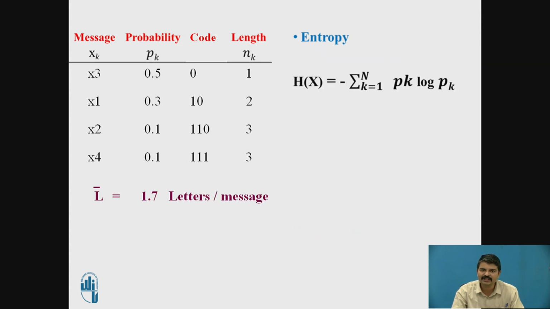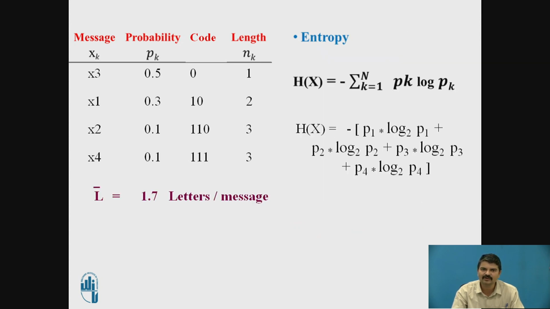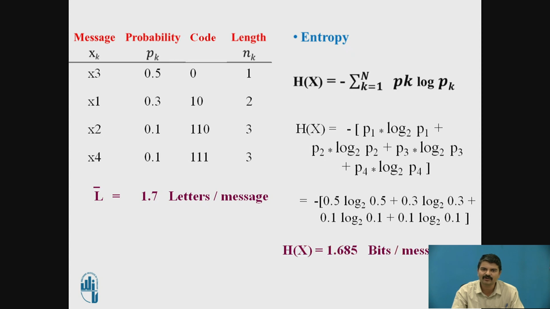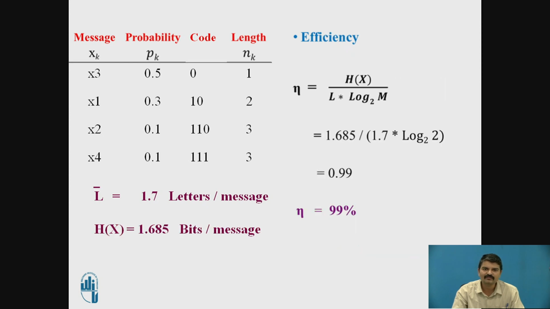Now the same for the entropy. After doing all the calculations, I get the entropy as 1.685 bits per message. Okay, so now you can calculate the efficiency with the help of the available formula. By putting in all these values, you see the efficiency is now 99%.